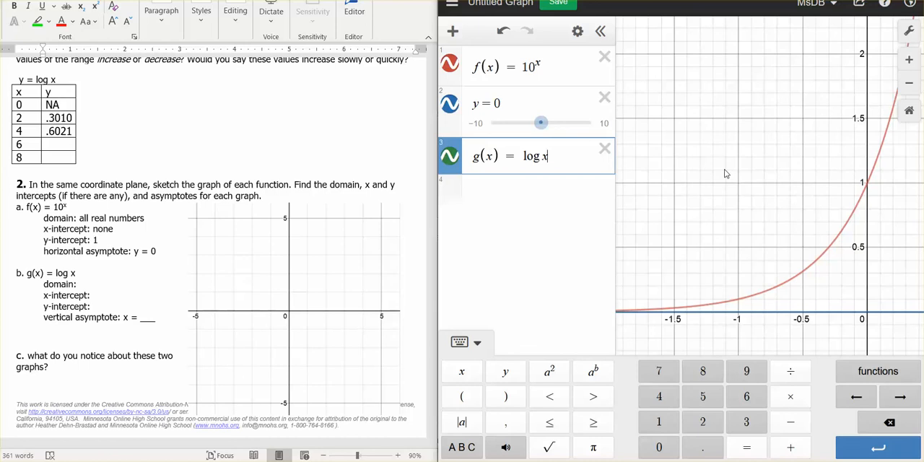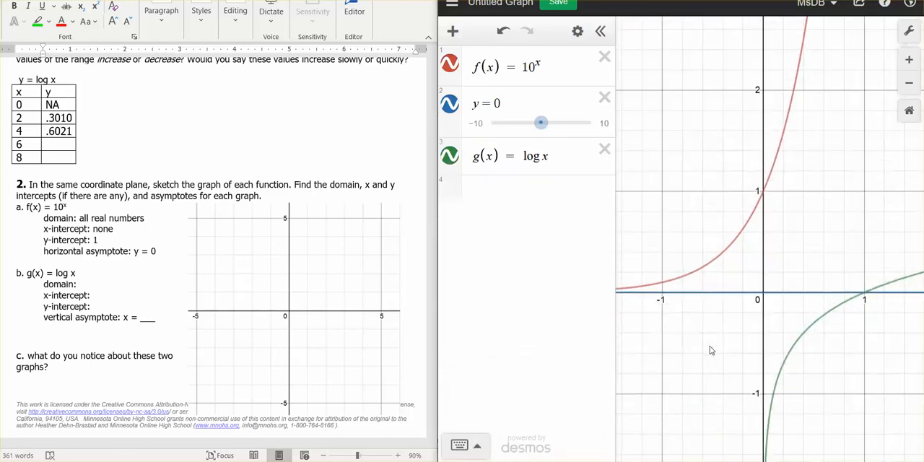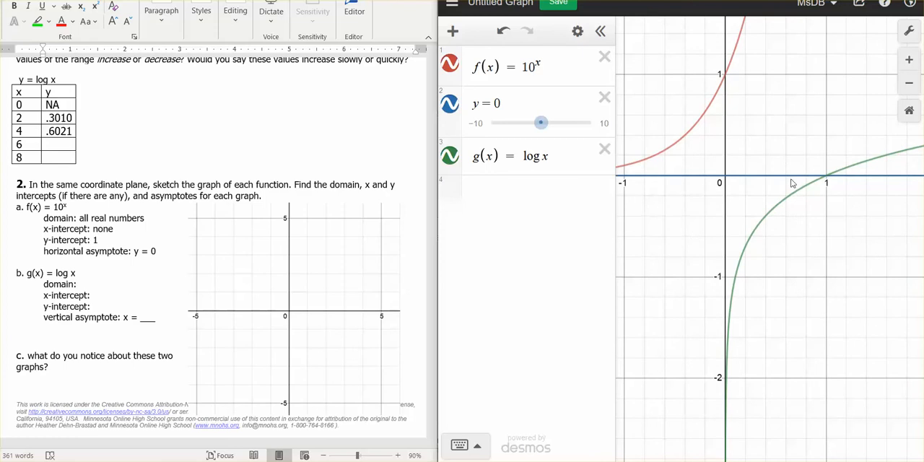Did it graph it? It did graph it. Look at it, it's in green down here. Look at that. This red one and that green one are mirror images of each other. They're reflected about a line. Let's look at the rest of the questions.